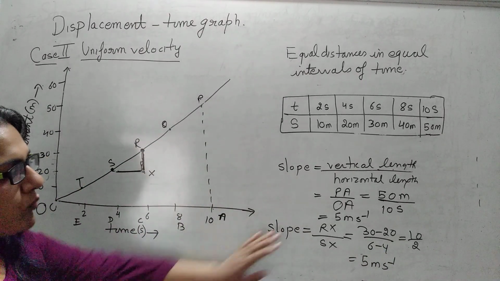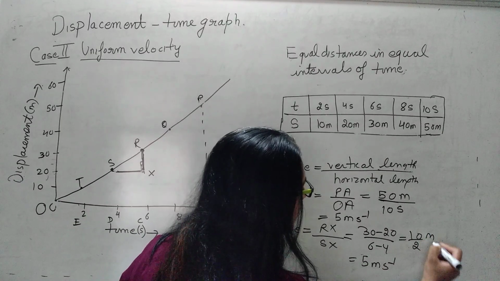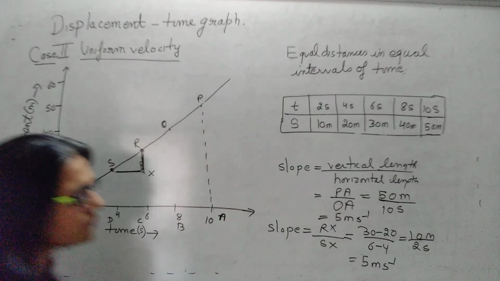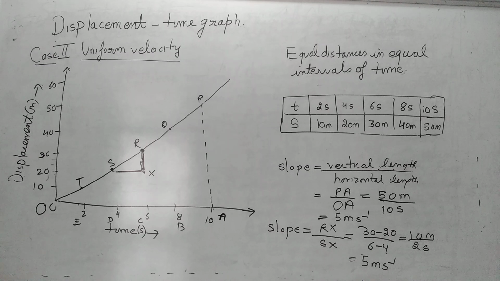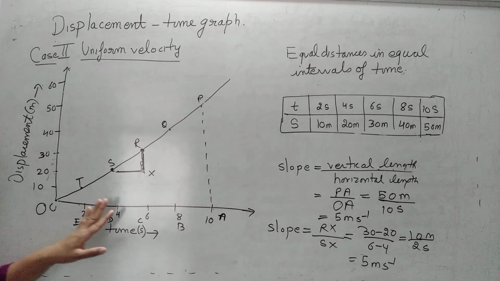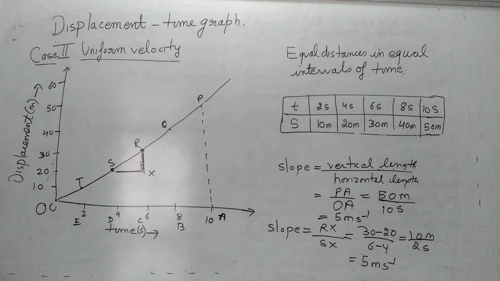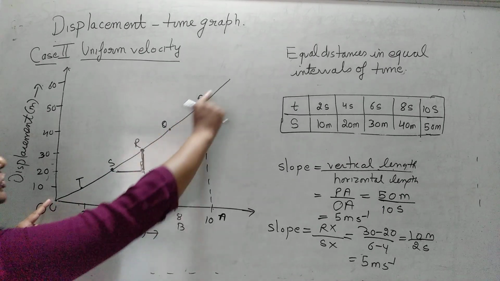This is the velocity. Why is it? Because this is in meter, this is in second. That means the unit will be meter per second. So what do we conclude from here? That from the displacement time graph, we come to know what type of motion it is and what the velocity is from the slope.